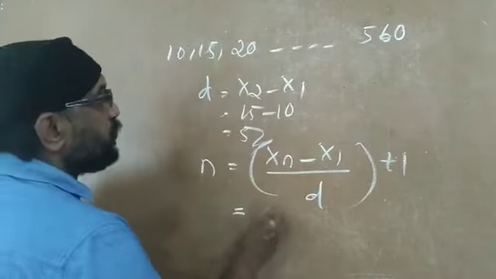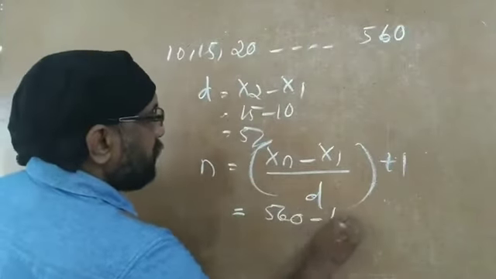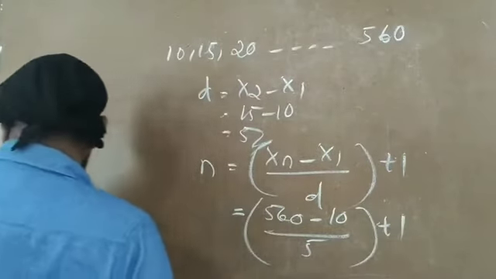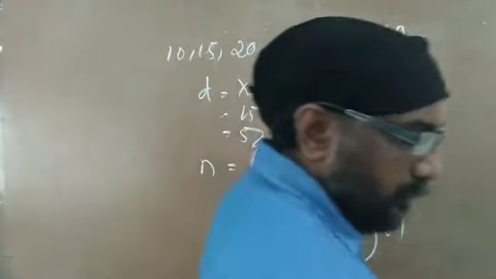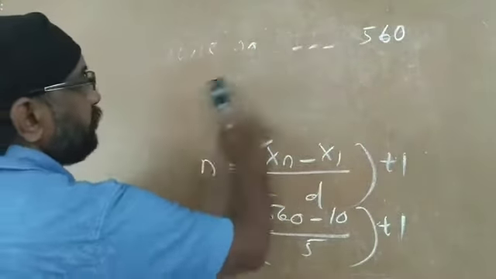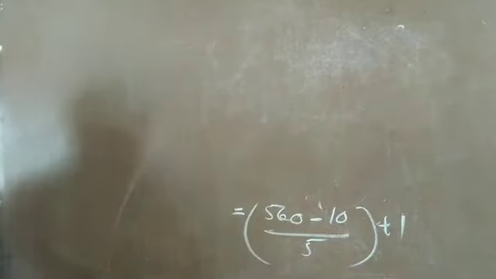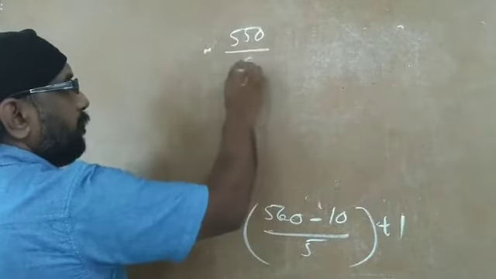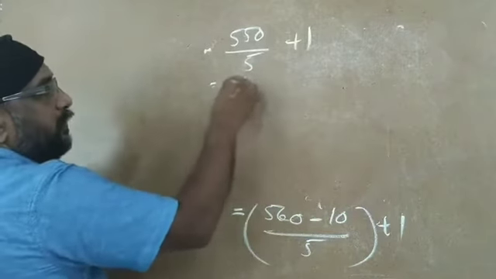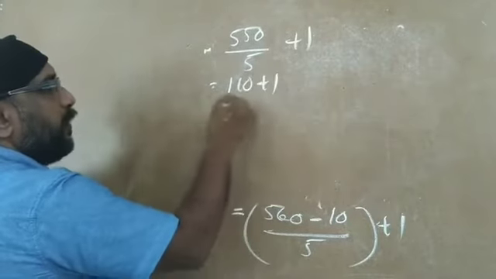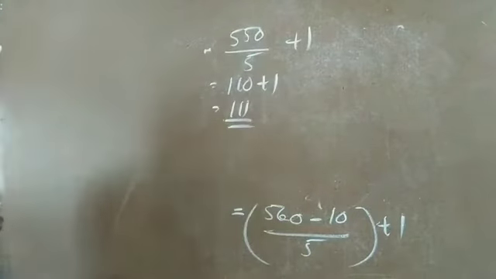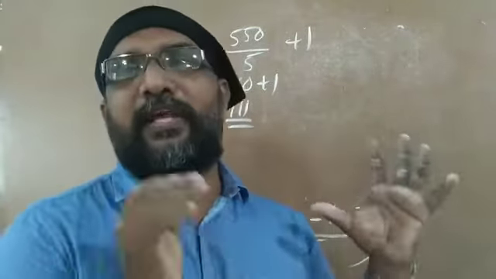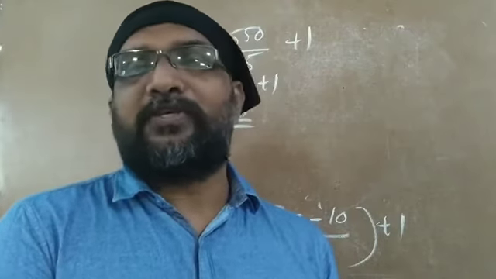Let us do the substitution. 560 minus 10 divided by 5 plus 1. What will be the next step? It is equal to 550 by 5 plus 1. It is equal to 110 plus 1, it is equal to 111. Okay. 111 terms are there. So this is the way of finding the number of terms in an AP. Hope it is okay with you.